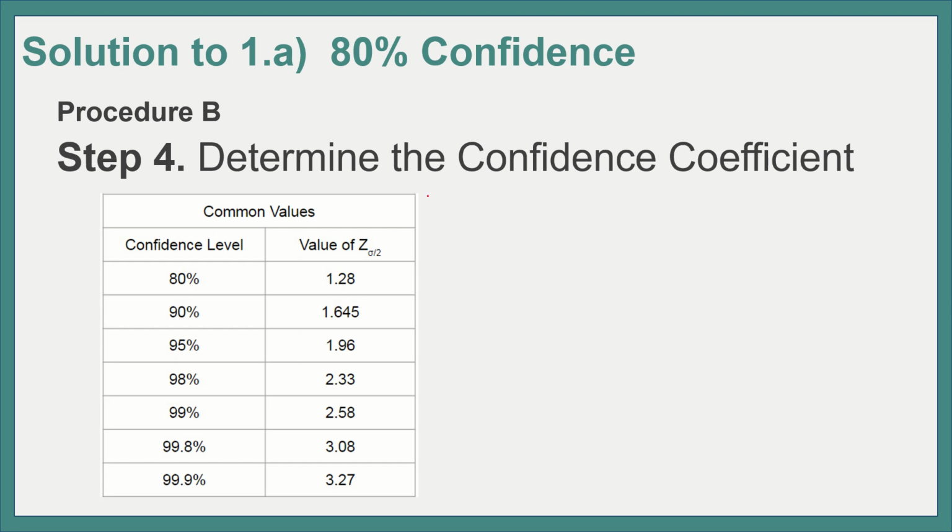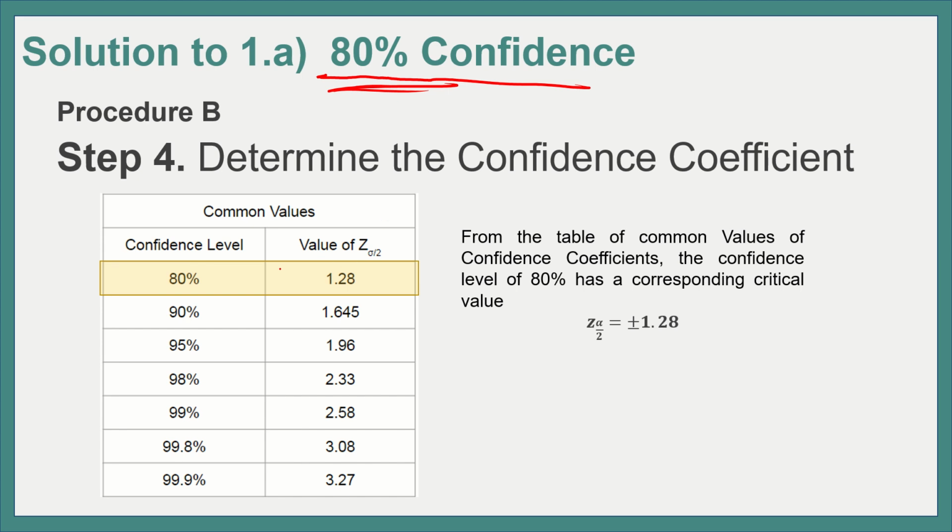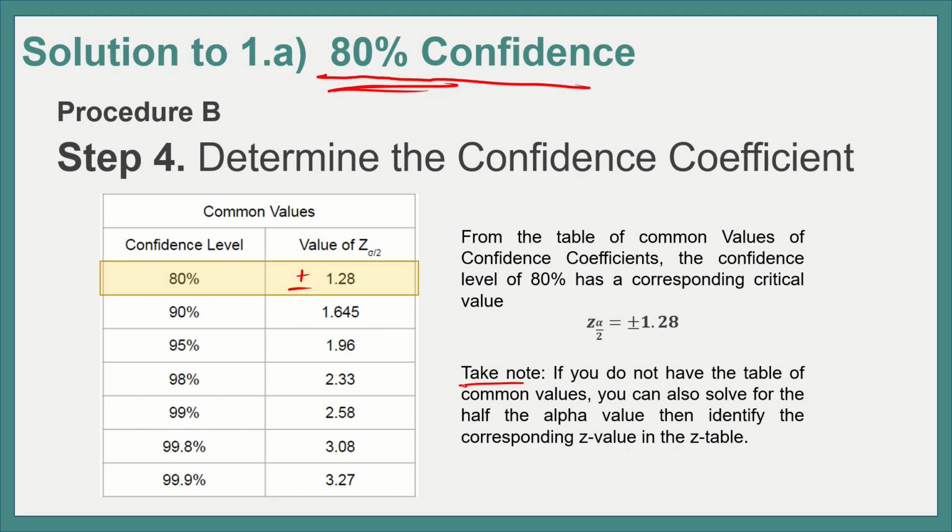And the next step is to determine the confidence coefficient. Here we will use the table, and what we are looking for is the confidence coefficient for the 80% confidence level. From our table, the corresponding critical value or confidence coefficient for 80% is positive negative 1.28. Take note, class, that if you do not have this table, you can solve for the Z value by following the steps you learned in our previous discussion. Of course, you need to have your table of areas under the normal curve, or the cumulative table.